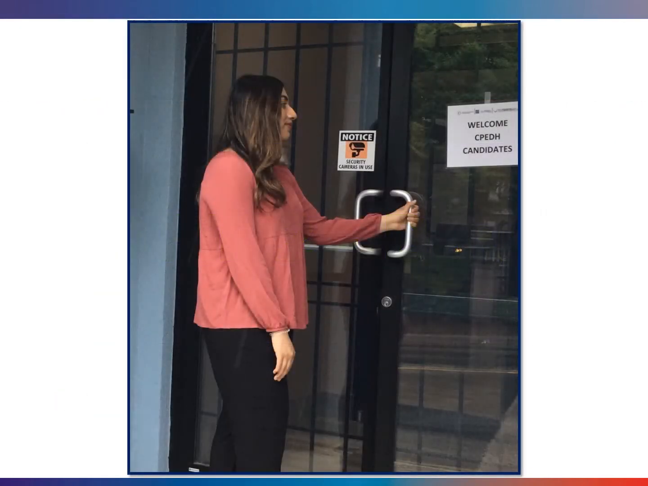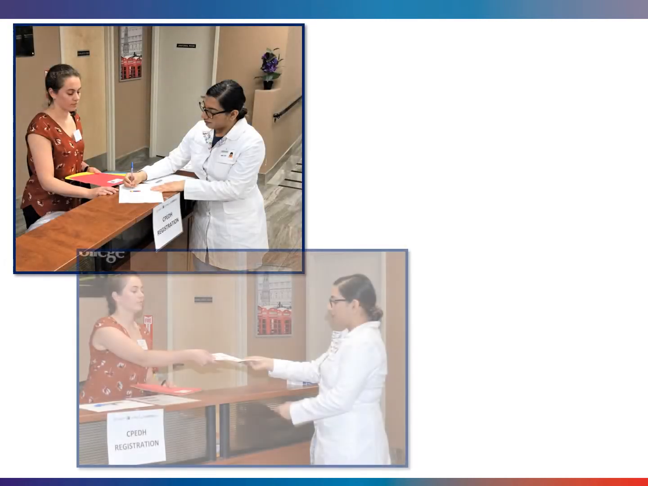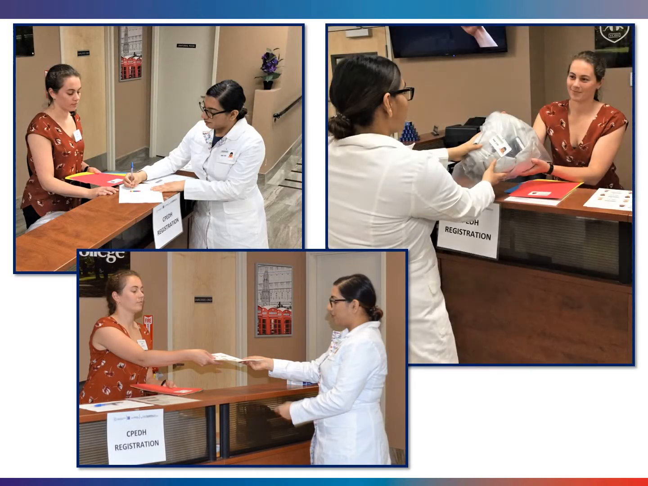On day 2, upon entering the facility, you will again be required to change into clinical attire. Once changed, you will go to the registration desk where you will show your valid government-issued identification in order to obtain your CPEDH identification tag and candidate identification number labels, after which you will turn in all your personal belongings.